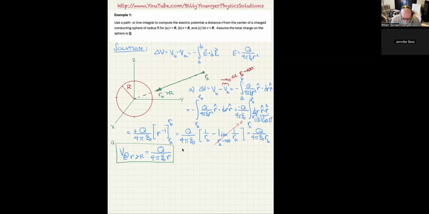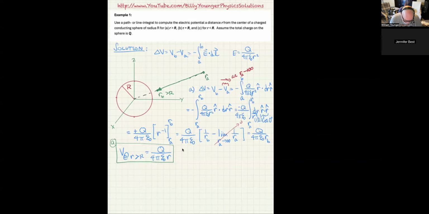And we should make a mention that basically delta V, since the VA became 0, delta V just became VB. And therefore, that's why I'm saying the voltage at R greater than big R is the voltage VB, which occurred at R equal RB, but we're now calling it just plain R. So hopefully that's not too confusing, but that's basically the result.